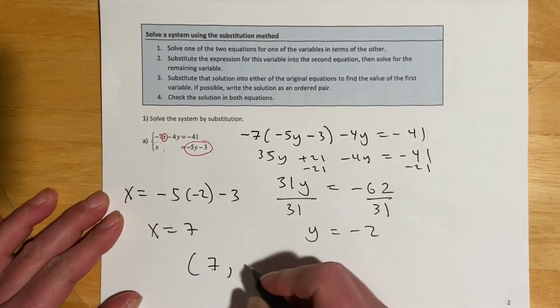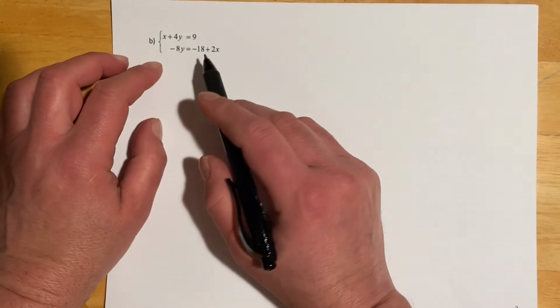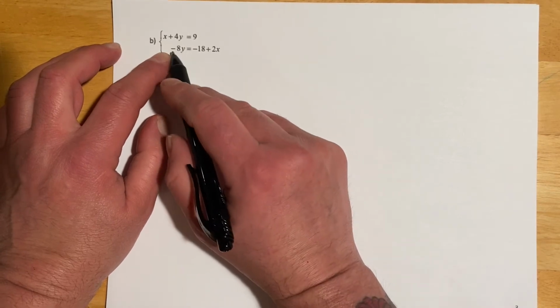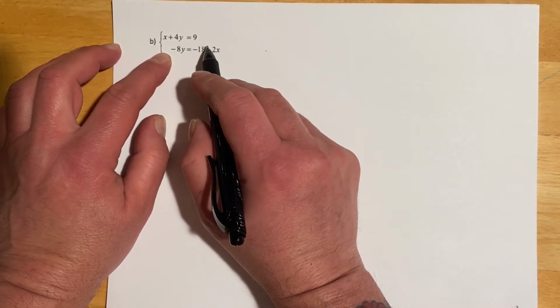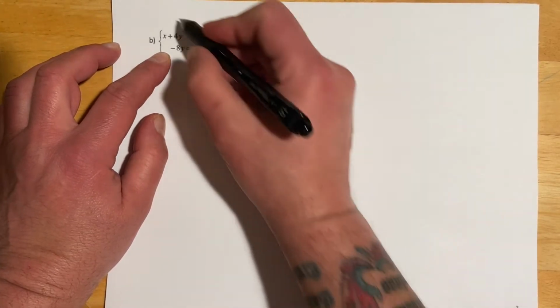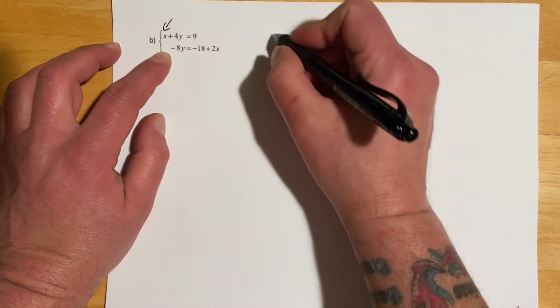So our point of intersection, or our solution to the system, would be 7, negative 2. So for this next one, it is not isolated for a variable yet. I could divide out that negative 8 and get y by itself, but then it would have fractions on this side, so that is not super appealing.